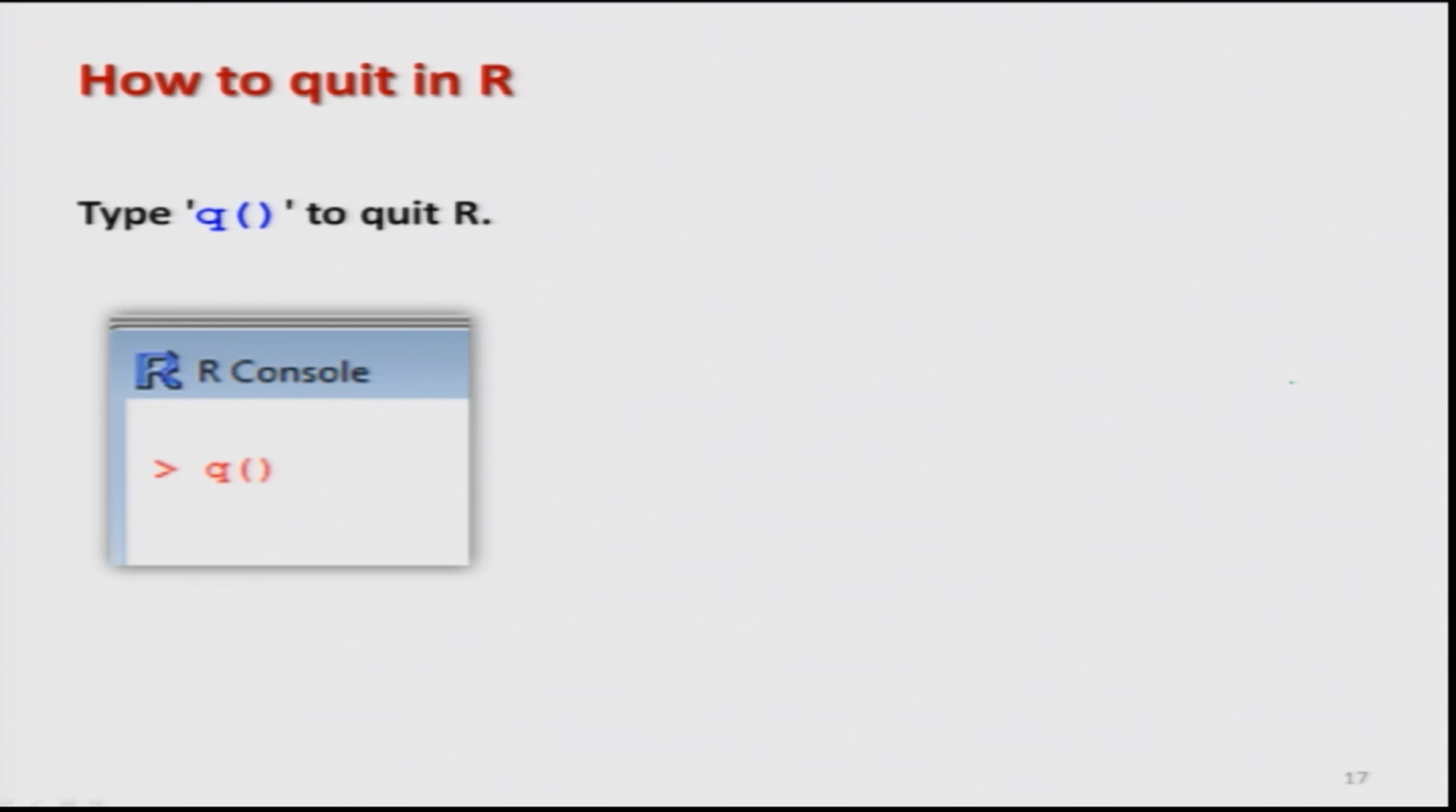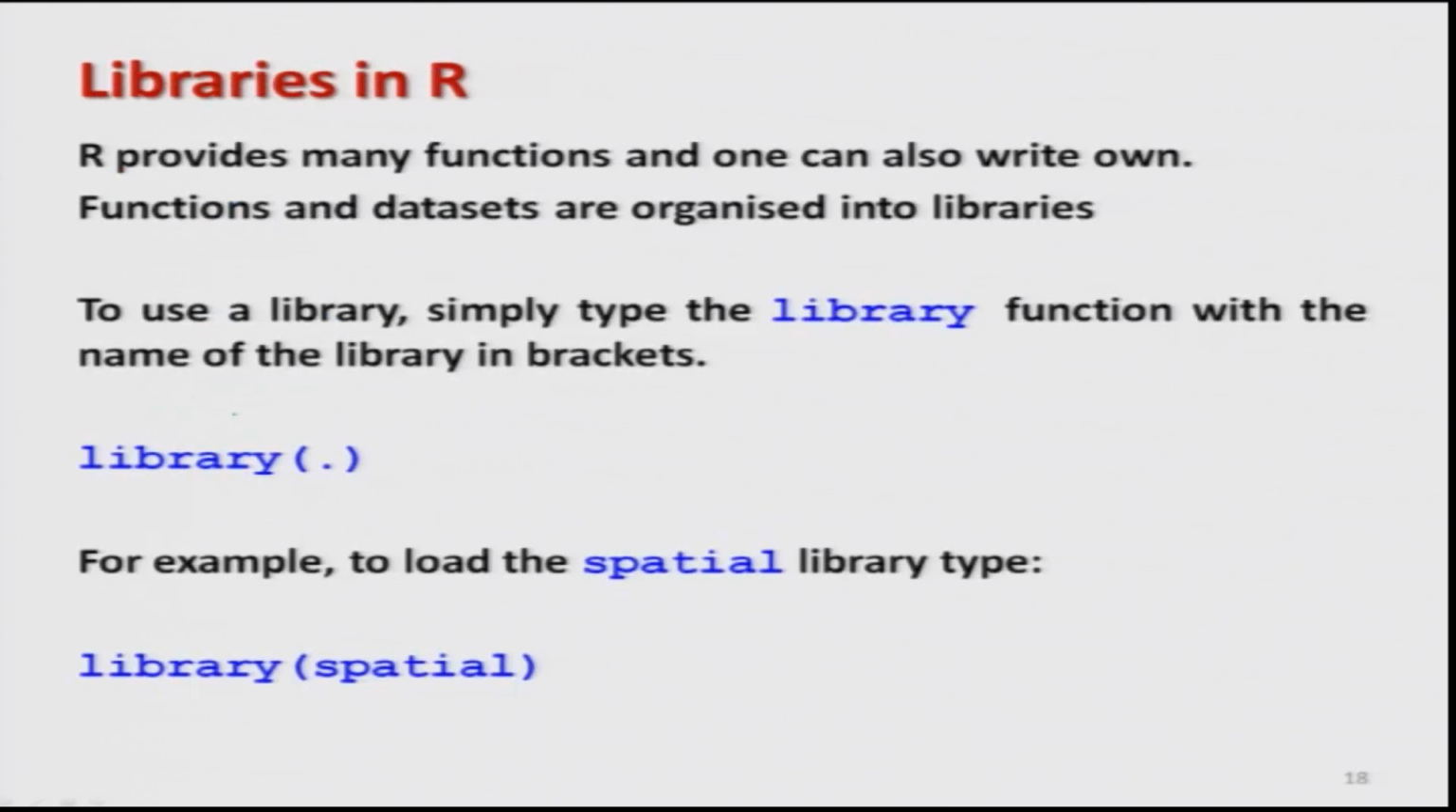The next thing is this, that if you are using R and if you want to quit from R, how to quit? In order to quit, you simply have to write q and these starting and closing brackets. So, if you try to see over here, I have given a screenshot also. If you write q and these two brackets, then you can easily quit the R program.